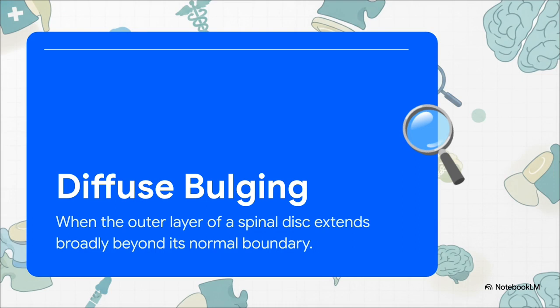The filling doesn't just shoot out of one specific hole in a sharp rupture, right? Instead, the whole outer edge of the donut spreads outwards evenly in a broad, wide curve. That broad spreading, that is exactly what diffuse bulging means for your spinal disc. It's just a general, outward flattening.